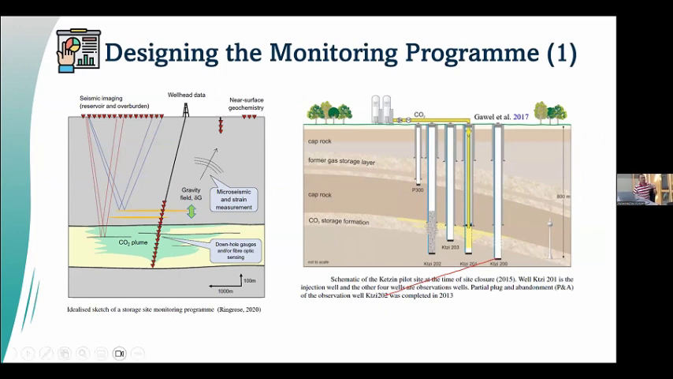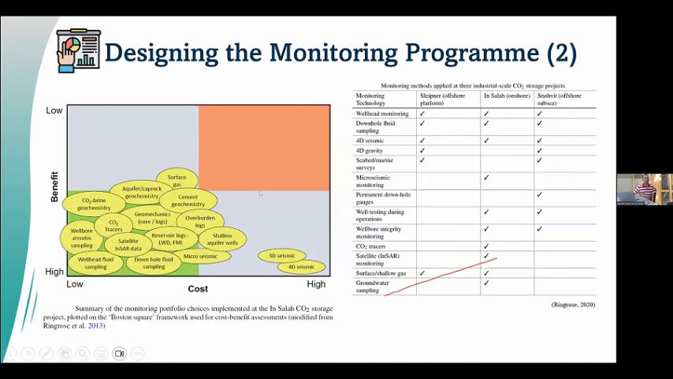Once you already make a good model, you also need to design how to monitor the CO2. The monitoring itself can be done through the wells or even through seismic, using 4D seismic. Any kind of monitoring process can also be done.